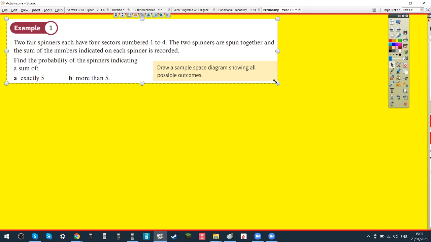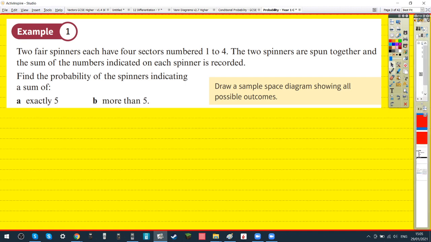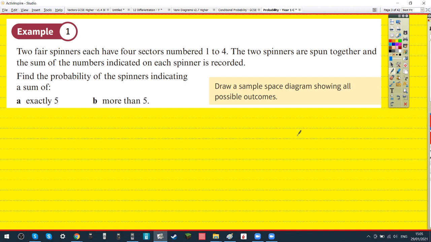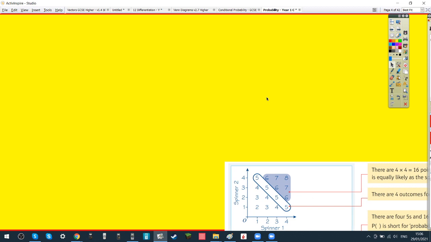Two fair spinners are spun, numbered 1 to 4. What is the probability of the spinners indicating a sum of exactly 5? How would you do that? Do we need to show every possible outcome that could give 5 from the two spinners? Yep, I'm not doing that. Okay, here we go. What's the probability of getting exactly 5?